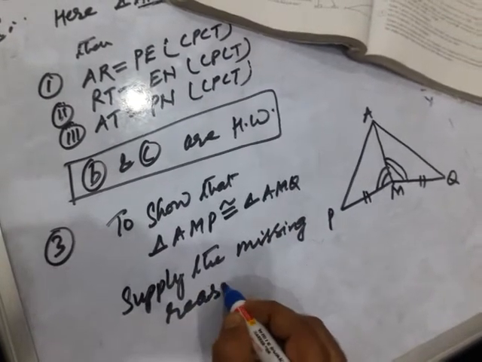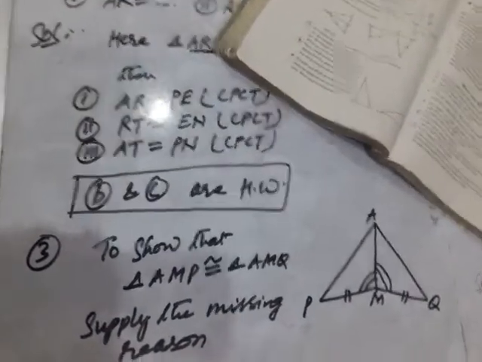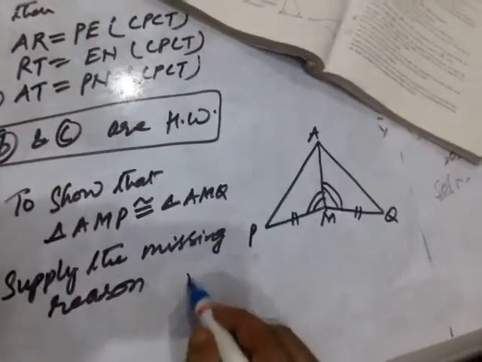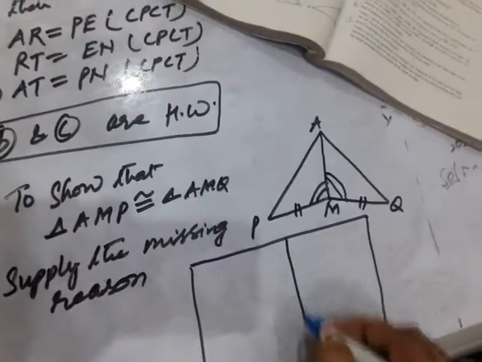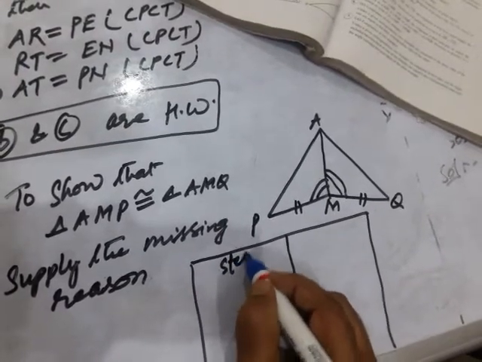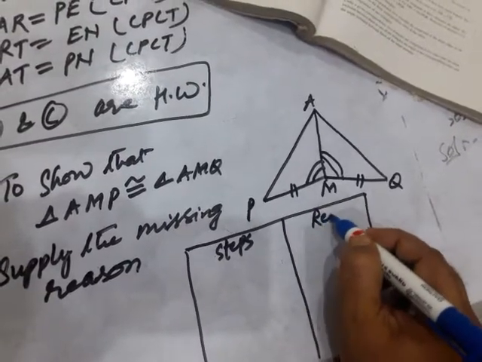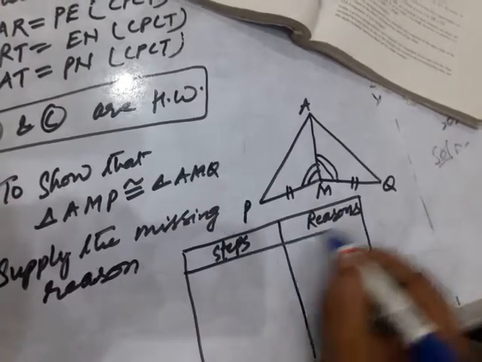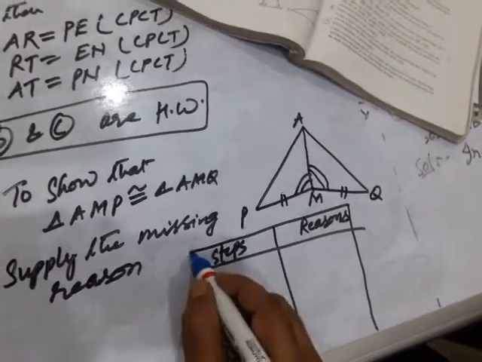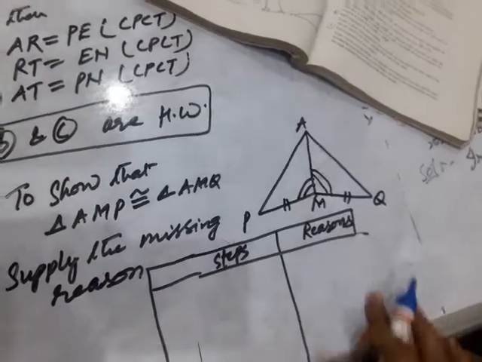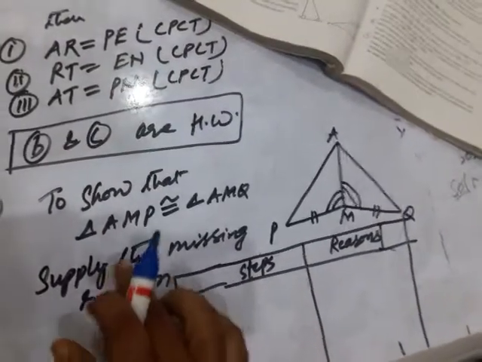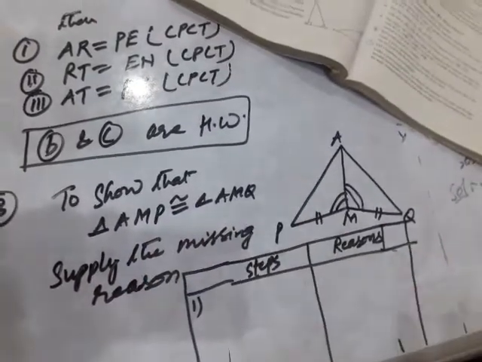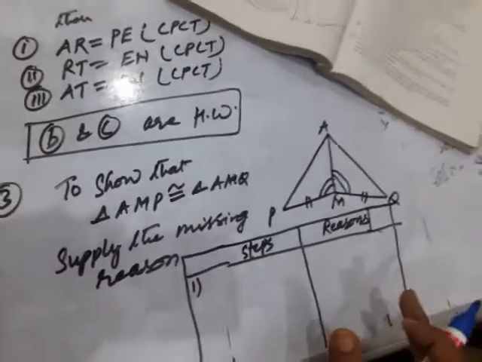Here its proof is there. See, in geometry everything requires proper reason, children. Clear? So draw a table according to the question. If this table is given in the question itself, clear, what is there? Here steps and here reasons. Clear, children? Okay, make the things larger. What reasons are there? First part is there. What we have to show is that triangle AMP is congruent to triangle AMQ. Clear? Supply the missing reasons.